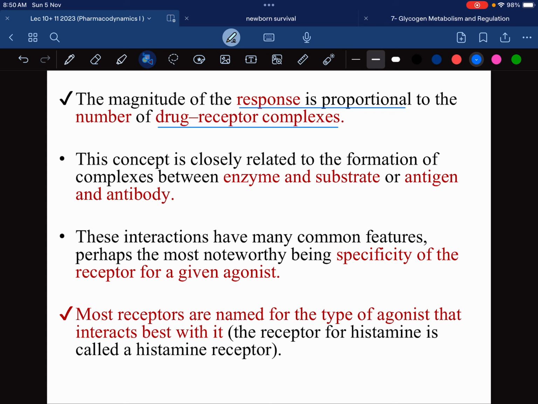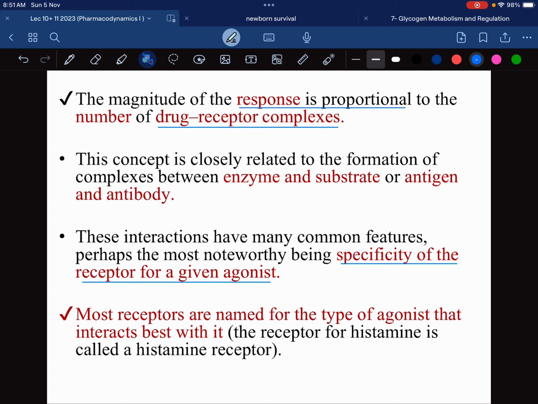These interactions have many common features, perhaps the most noteworthy being specificity of the receptor for a given agonist. The ideal case, or the most beneficial feature to have for your agonist, is to be what? Selective. What do you mean by selective? That it binds to a certain receptor and only to that receptor, not to another one. This happens when our agonist is specific. It will go to a certain receptor, not to the others.